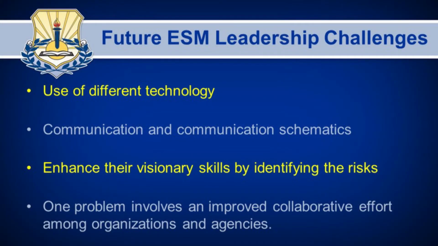We have to mutually respect one another's thoughts, ideas, shortcomings, whatever it may be. But in order to get this done in a proper way, these are the things that need to be done. Use of technology, having the communication and communication schematics, enhancing the visionary skills by identifying those risk areas. And then one problem that might be minimized is having a collaborative effort, and then bringing those agencies and organizations together around the table and discussing those situations that may occur in the future.